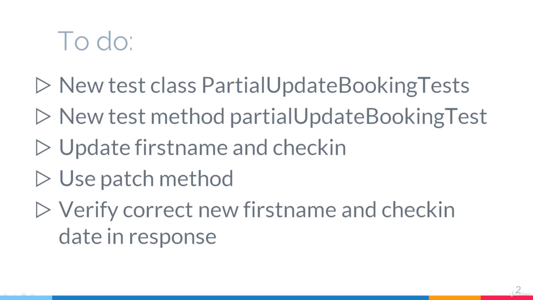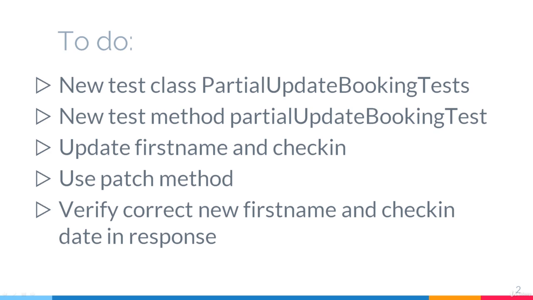First, create new test class called partial update booking tests. Then inside of this test class, create test method, call it partial update booking test. In the request body, send just first name and check-in date. Make sure to use patch method to send body. And for the verifications, verify correct new first name and check-in date in the response.